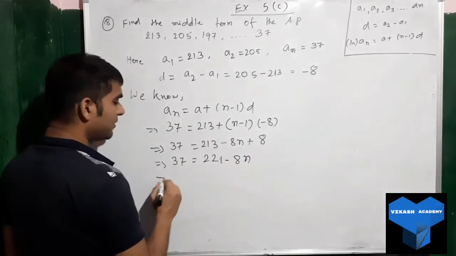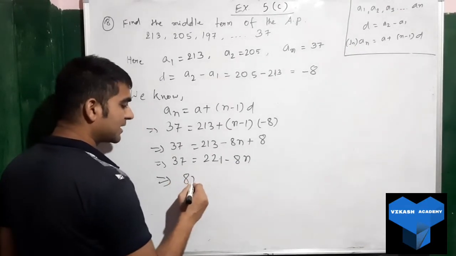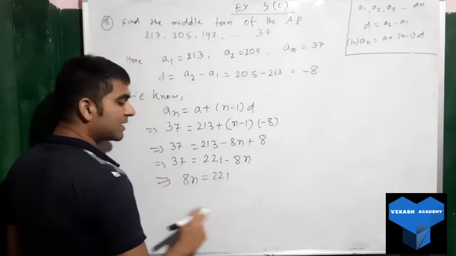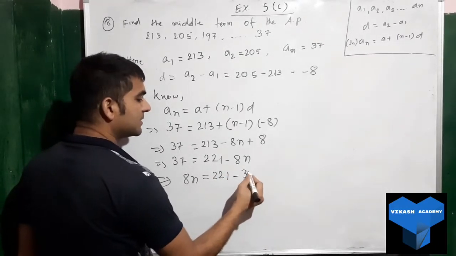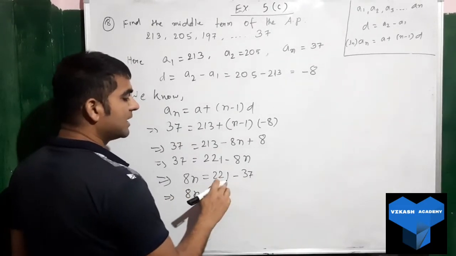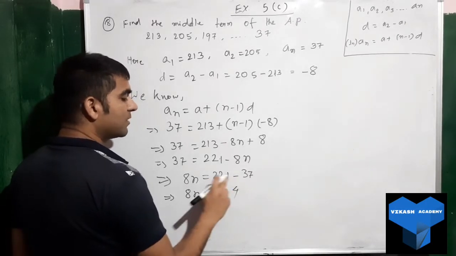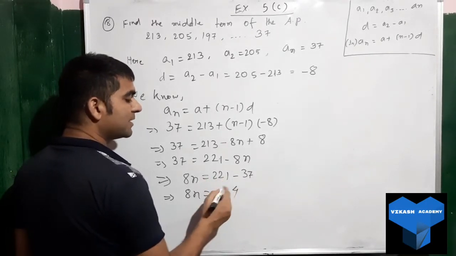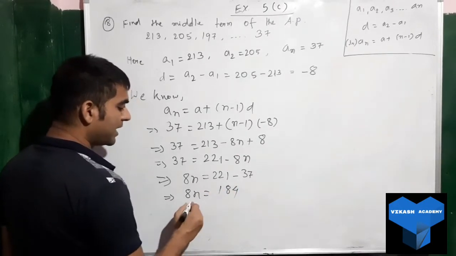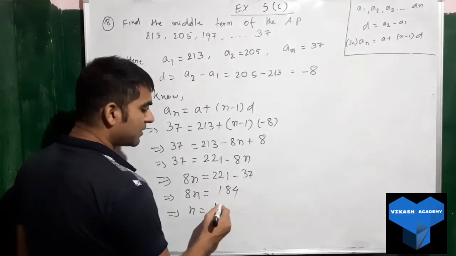Now we will bring the numbers to one side. So I will bring 8n to this side, so it will be plus 8n. I will take 37 to the other side, so it will be 221. Here it is plus, so if we take it to the other side, minus 37. Now we have 8n. Now subtract: 11 minus 7 we have 4. Then here also we have 1, so we will borrow 1 from here. 11 minus 3 we have 8. Next here we will have 1. Now n will be what? Next step, we will have n is equal to 184 over 8.